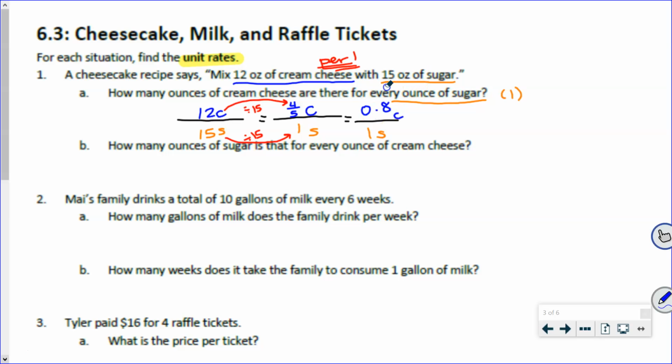And again, let's tie this back into our math practices. This is a very mathy, sort of abstract way of looking at this problem, and it's a very abstract answer. We have answered the question, but it is very abstract, and I want to make this quantitative. So I would rewrite this as a sentence and make sure that I understand that 0.8C or 4/5 C means 4/5 of an ounce of cream cheese for every 1 ounce of sugar.